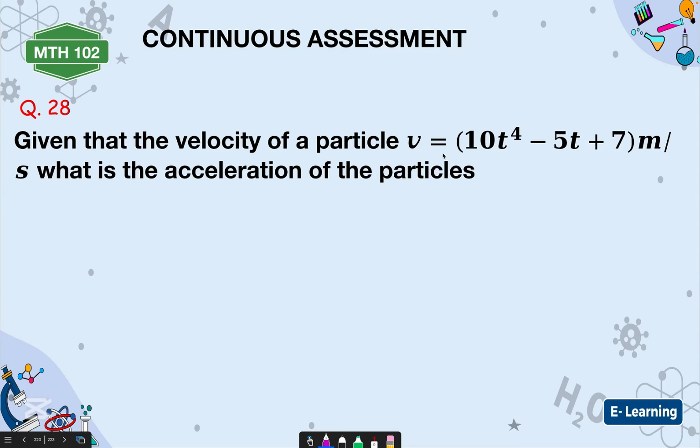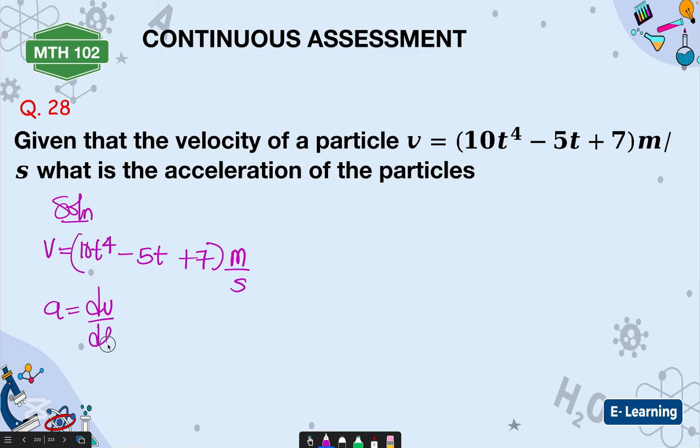The next one says, given that the velocity of a particle v is this, what is the acceleration of the particle? Solution. They give you velocity as 10t to the power of 4 minus 5t plus 7 meter per second. What do you think acceleration is? Acceleration is change in velocity over change in time.